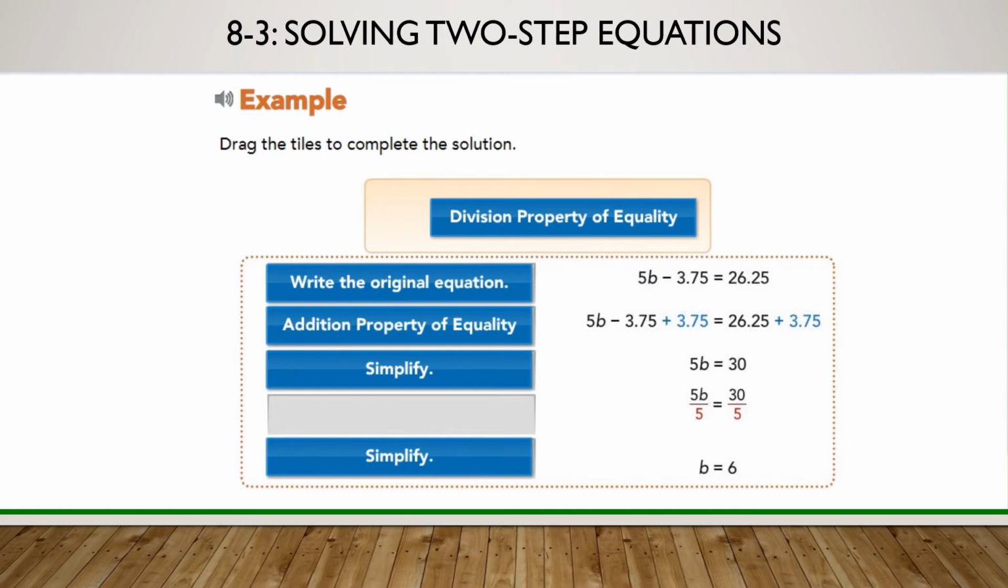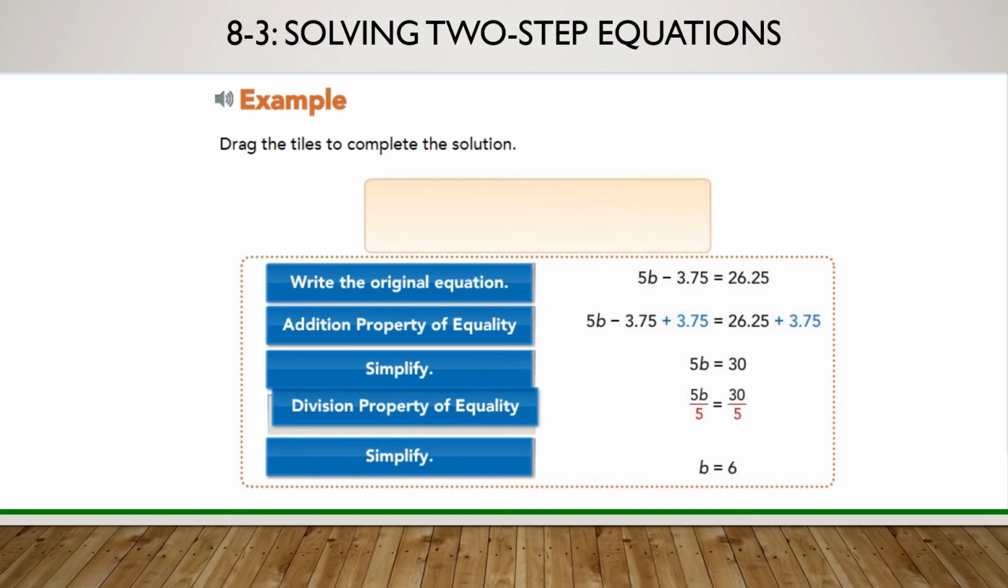Now here, 5b divided by 5 equals 30 divided by 5. So we actually had to use the division property of equality because we had to divide 5 on both sides. And the last step, we had to simplify. So these are the steps that we had to take to solve that problem.